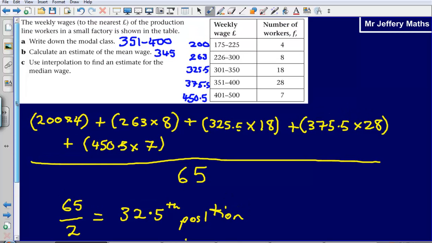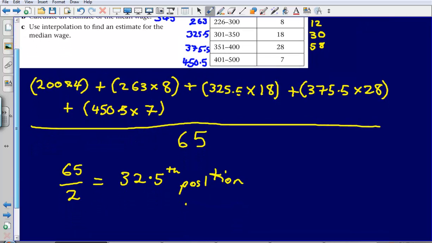Now, to help us with this, we are going to look at the cumulative frequency and figure out which class interval the 32.5th position falls into. So I'm just going to do the cumulative frequency, and that will give me an idea. So 4, 12, 30, and so we can see that 30 people were 350.5 or lower, and that means that the 32.5th position is going to lie in this class interval 351 to 400, and the cumulative frequency there will take us to 58.